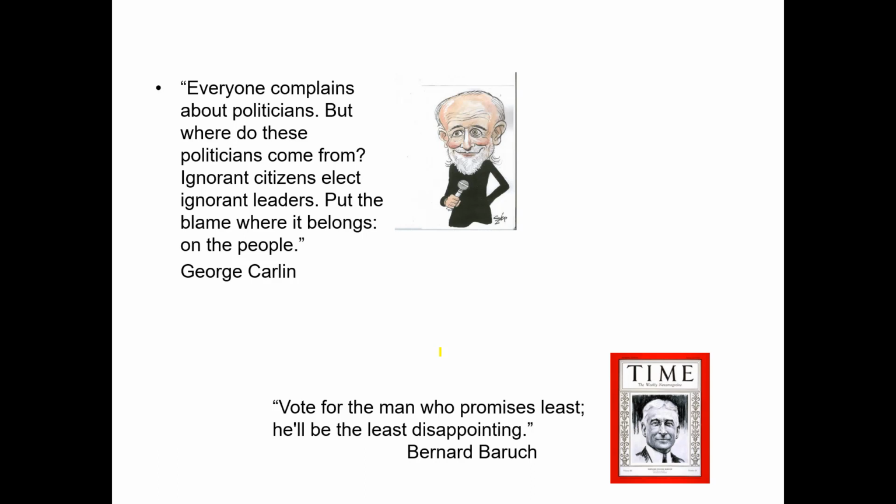Some quotes here. Everyone complains about politicians, but where do they come from? Ignorant citizens elect ignorant leaders. Put the blame where it belongs, on the people. That's from famed comedian George Carlin. Vote for the man who promises the least. He'll be the least disappointing.